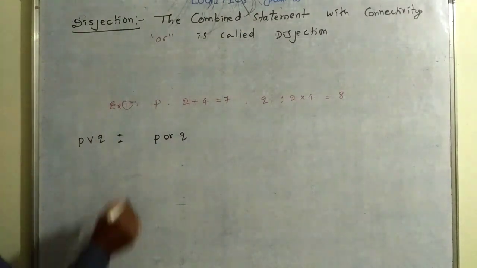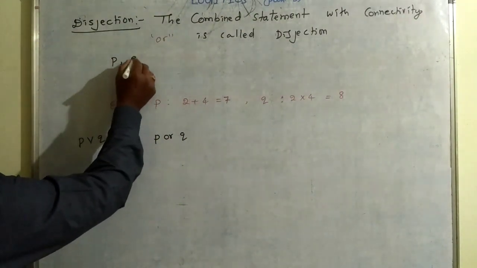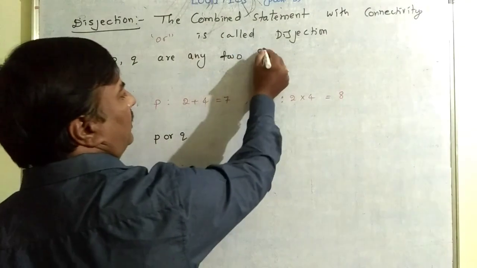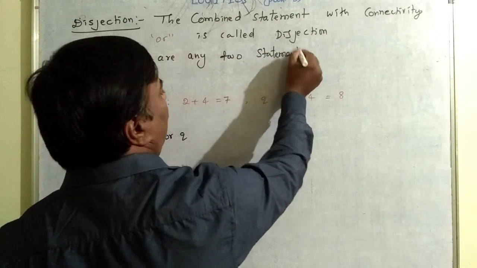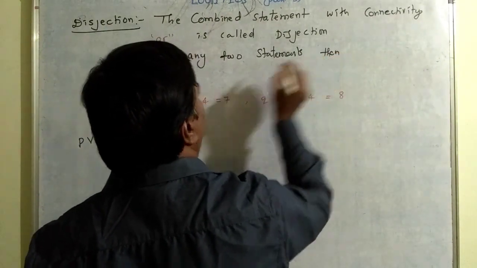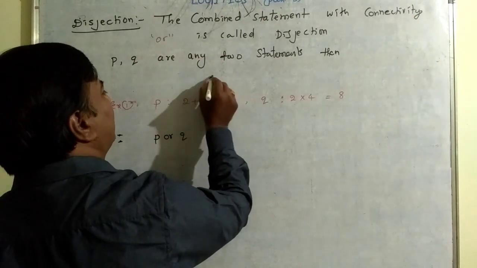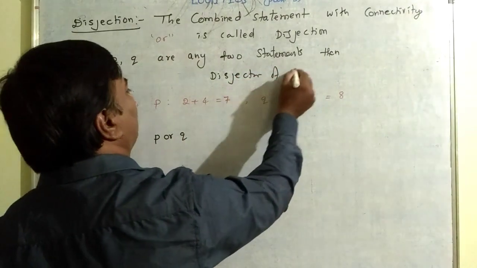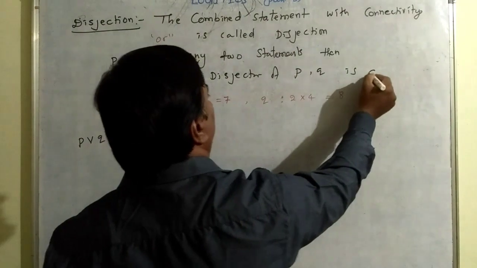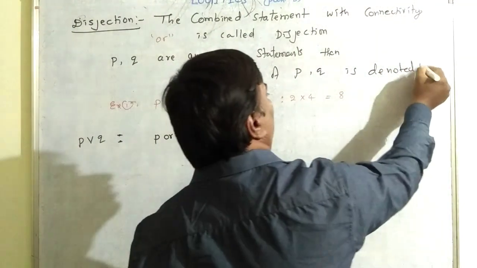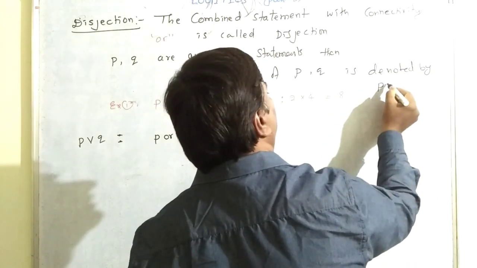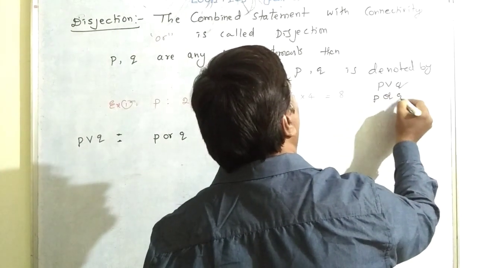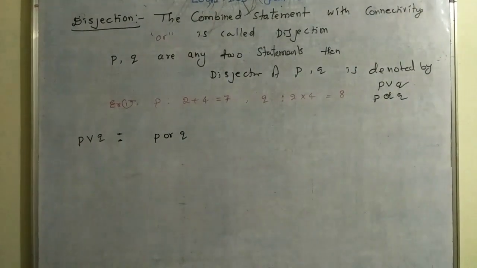Let's consider here P comma Q are any two statements, then the disjunction of P and Q is denoted by P disjunction Q, or P or Q.